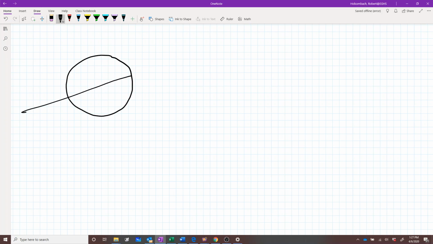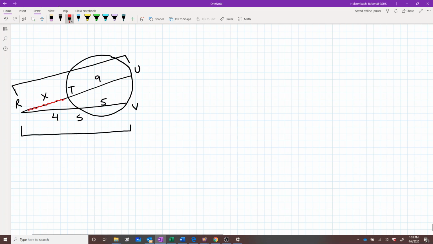So here's a secant and another secant, and they both intersect outside the circle at point R. And we've got points T, U, S, and V. And here's our segment lengths. Okay? So what the rule says is that this entire piece times this outside piece is going to be equal to the entire piece of the second secant times its exterior piece.